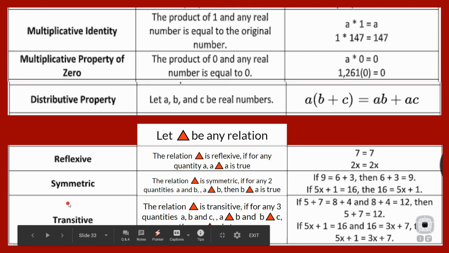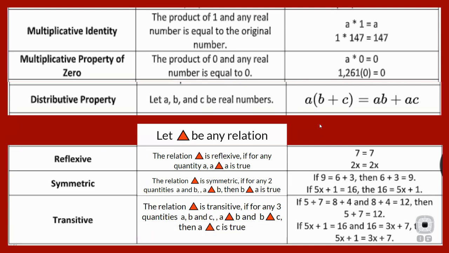And then the transitive property. So the transitive property tells me that if A and B are equal, or if they have a relationship that's true, and B and C have a relationship that's true. So if A is equal to B, okay, and B is equal to C, then that means that the first one, A, is equal to the last one, C.